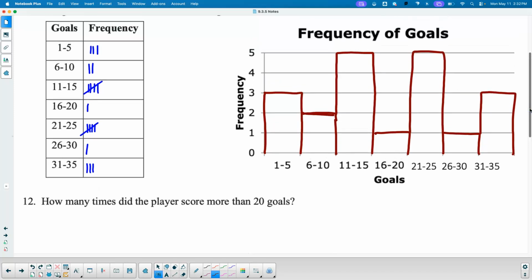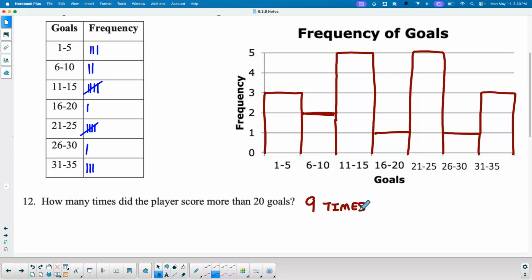For instance, how many times did a player score more than 20 goals? 9 times. That would be anything 21 and above, so 5, 1 there, and 3 there. 5 plus 1 is 6, plus 3 more is 9. So it would be 9 times. And that's all that we really can do with that. It's just simple questions like that.